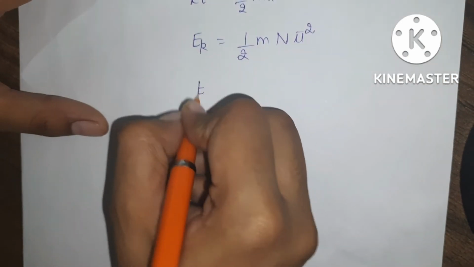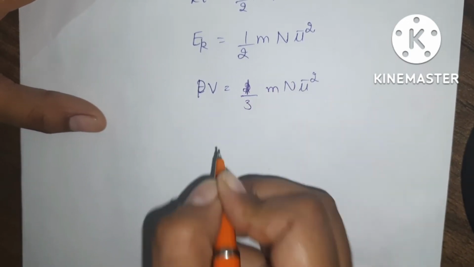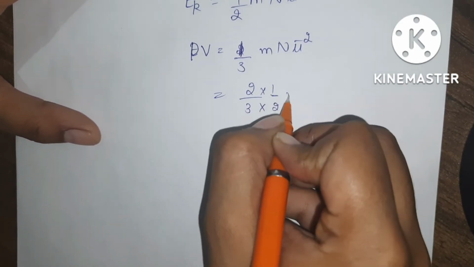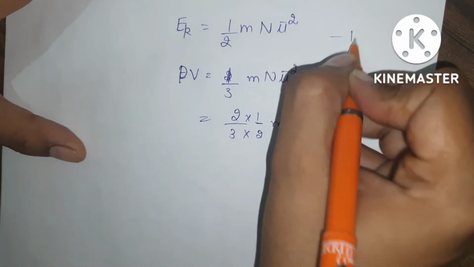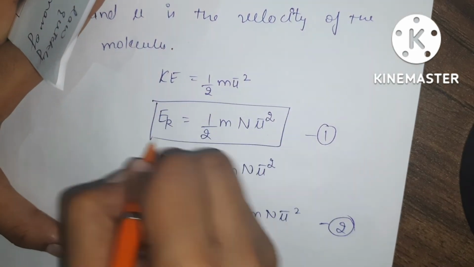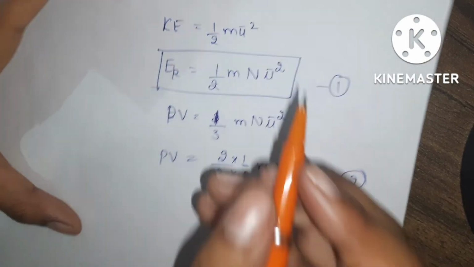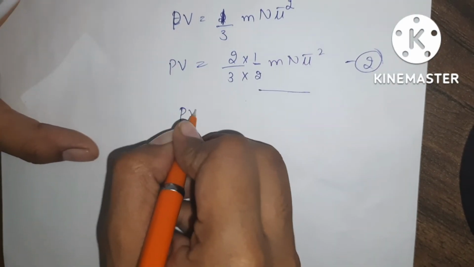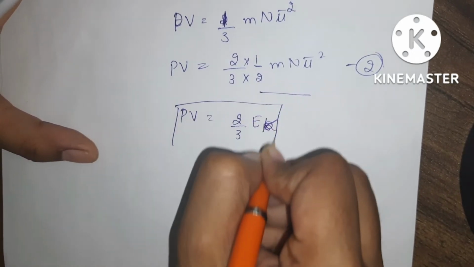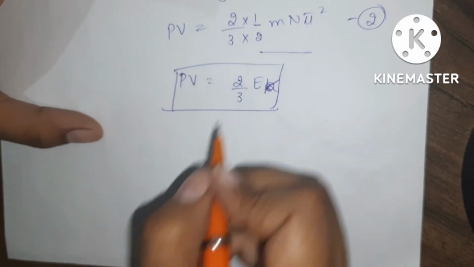If I write PV is 1 by 3 m n u bar square, I can multiply with 2 and divide by 2, so mn u bar square. This is the first equation, this is the second equation. Can I put the first equation in the second equation? Right, because it is also 1 by 2 m n u square. So PV is equal to 2 by 3 Ek. Okay, this is the relation between pressure, volume and kinetic energy.